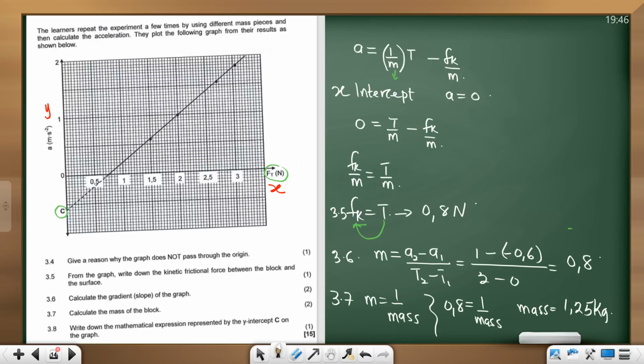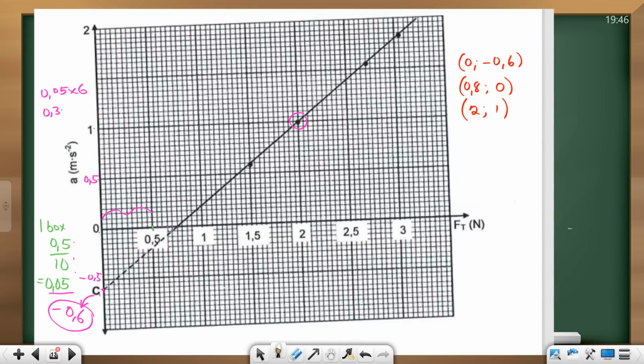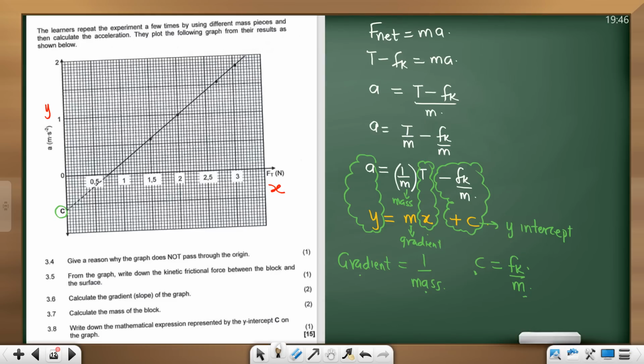The y-intercept, C, on the graph. I think we did that. What was our C? Fk over m. But it's negative Fk. Do you remember where that came from? Where is it again? What is our C? Oh, I missed a negative here. C is what? Negative Fk over m. A learner who doesn't know this is in trouble. Is that okay? So you must know how to deal with your graphs.